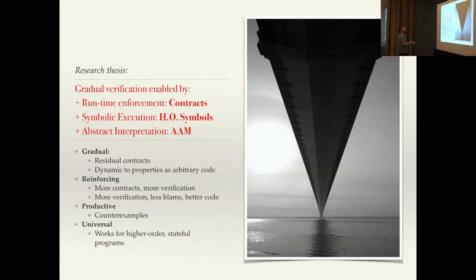Okay, so these are three concrete examples of these elements: for the runtime enforcement mechanism using contracts, for symbolic execution using this notion of a higher order symbolic value, and for abstract interpretation using this AAM technique. Okay, so I would argue that it's gradual in the sense that you can have residual contracts for the things that you don't verify.